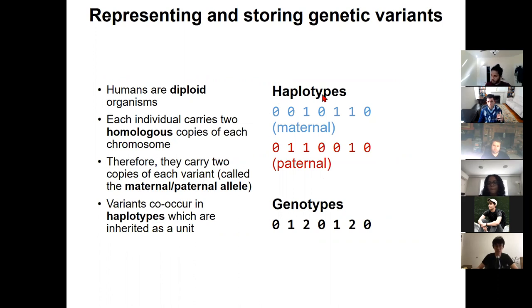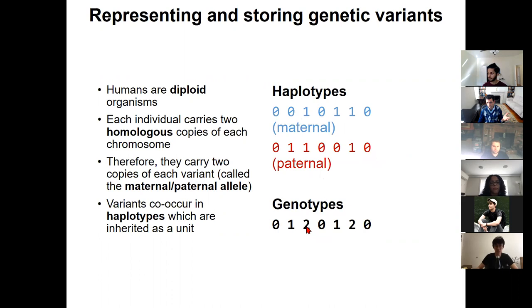So those haplotypes are basically telling you the string of particular variants that you have inherited from the mom and from the dad. And then your genotype tells you at every one of those loci, do you have 0, 1, or 2 alleles from, say, the alternate, okay? So here I have 0 alternate alleles, here I have 1 alternate allele, here I have 2 alternate alleles.